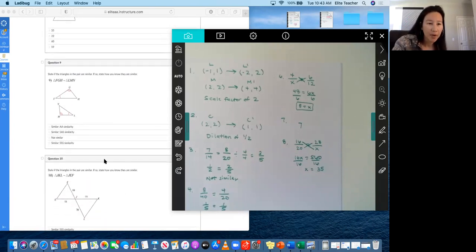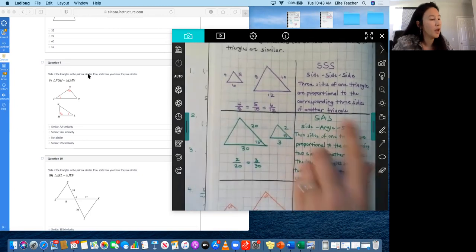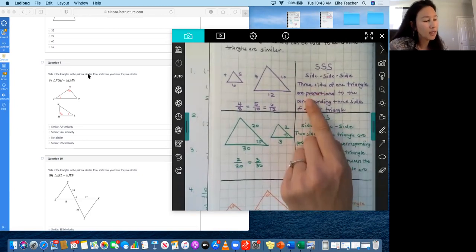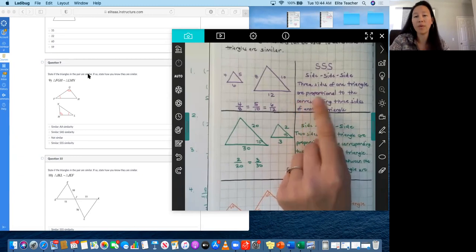Okay. Number 9, we need to state if the triangles in the pair are similar. So we're going to be using our similar triangle theorem notes. So remember, side, side, side. If 3 sides of one triangle are proportional to the corresponding 3 sides of another triangle, then we know they are similar.